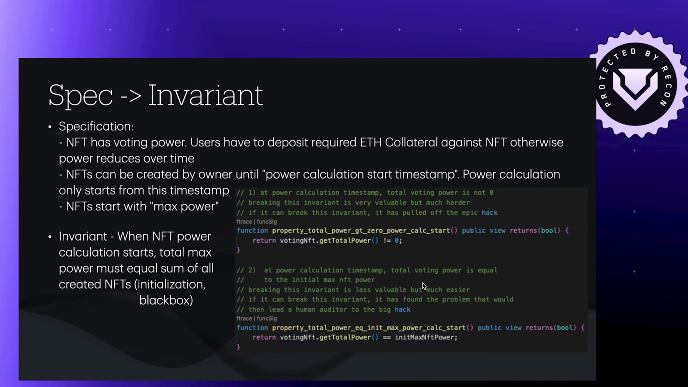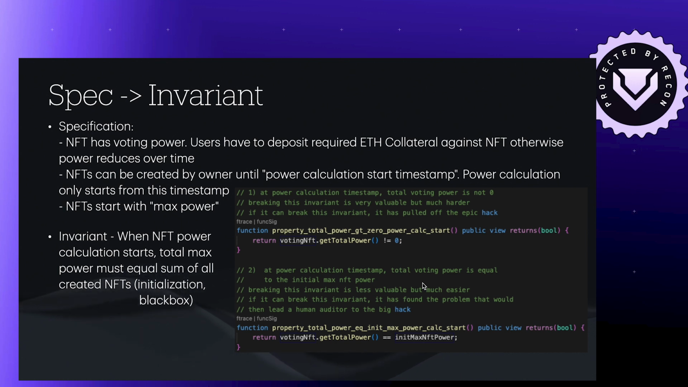Now, there's a concept of a power calculation start timestamp, right? Before block timestamp reaches that start timestamp, the contract owner can create NFTs, they can hand them out, NFTs can be minted. And then once the power calculation starts, for anyone who hasn't deposited ETH collateral to back their NFT, the NFTs will start to decrease in power over time, right?